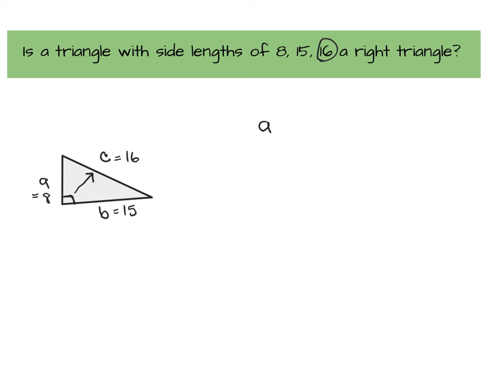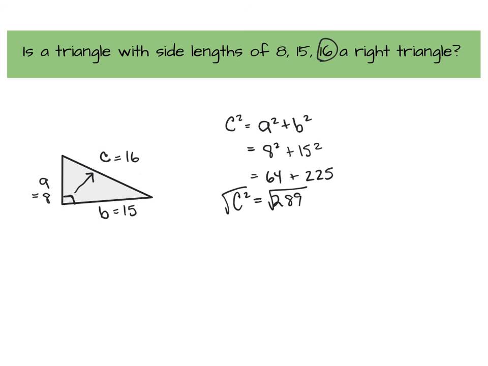So A squared plus B squared. And again, I like my C squared on the left-hand side. Okay, we have 8 squared plus 15 squared, which gives us 64 and 225. Add it together, it gives us 289. We bring down that C squared, square root, which gives us a side length of 17.